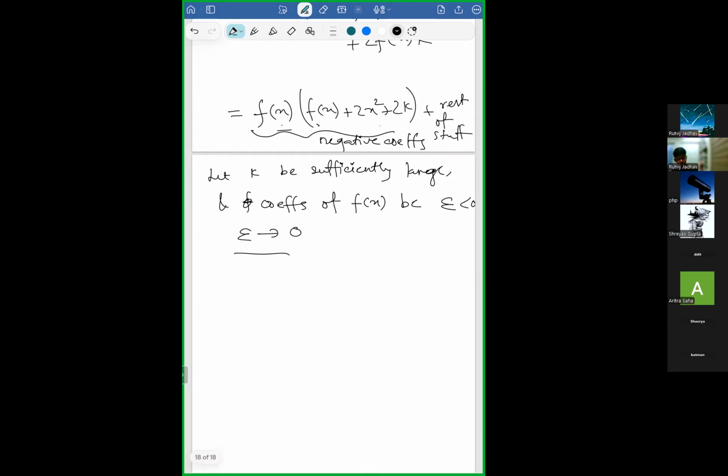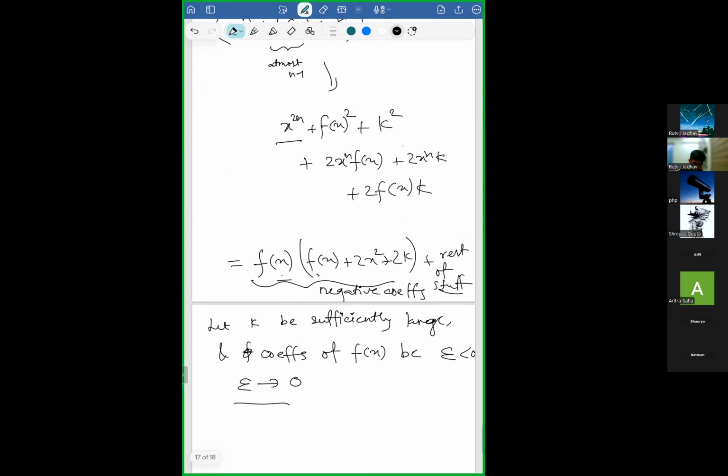Similarly, if we have 2x square, then we are just multiplying each term by 2x square, so the coefficients won't change. It will continue to be negative. And in the rest of the stuff, we have these three terms: x raised to 2n, k square, and 2x raised to n k. These three terms will have positive coefficients, which is exactly what we wanted. Three terms would have positive coefficients, and 2n minus 2 terms would have negative coefficients. So this is a valid construction.